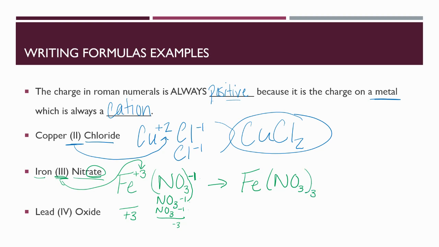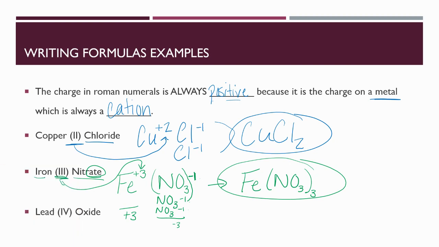Remember, we put our polyatomic ions in parentheses when I need to add a subscript. It's not NO33. It's NO3 in parentheses with a 3 on the outside to indicate that there are 3 nitrate pieces. So that is iron 3 nitrate.